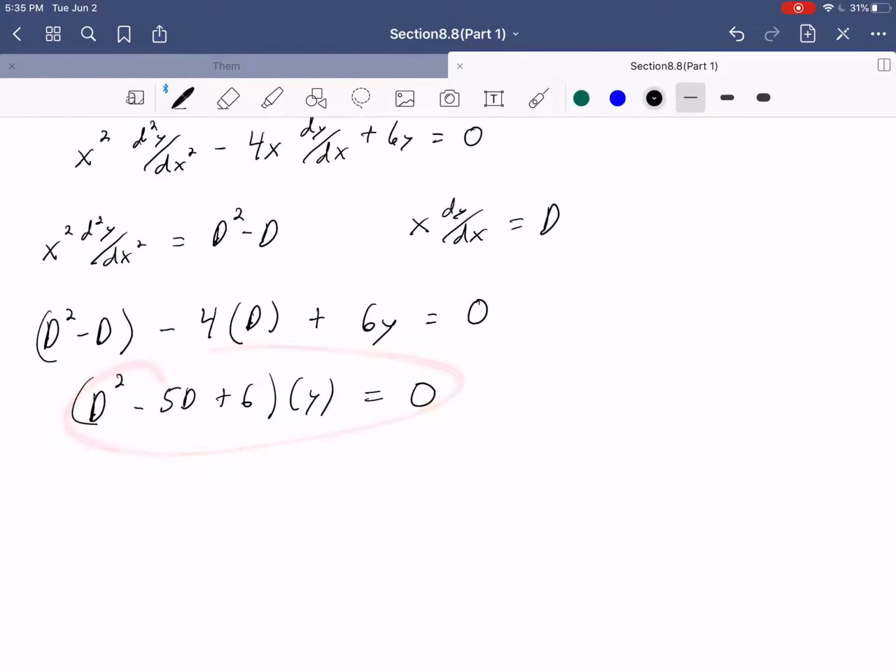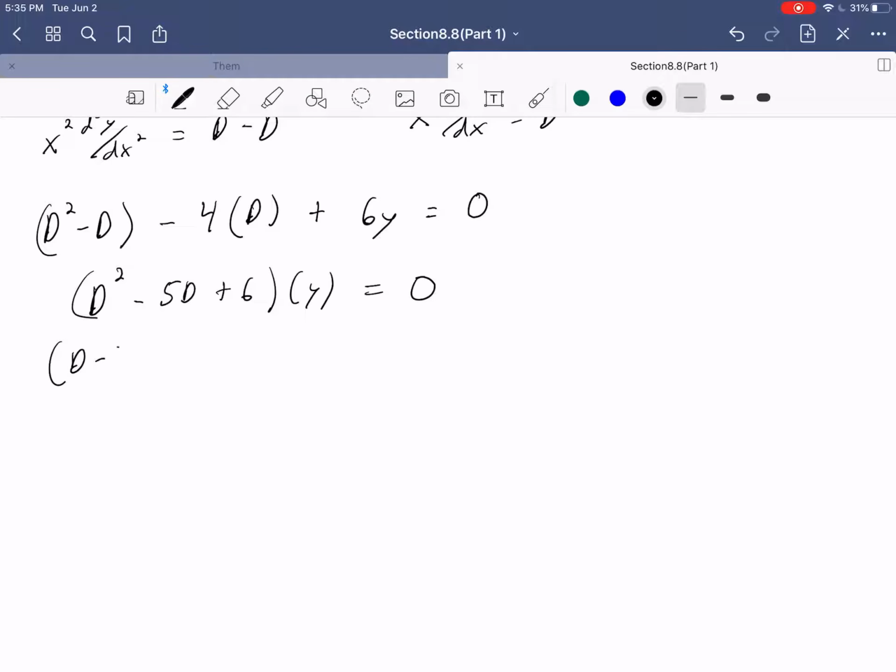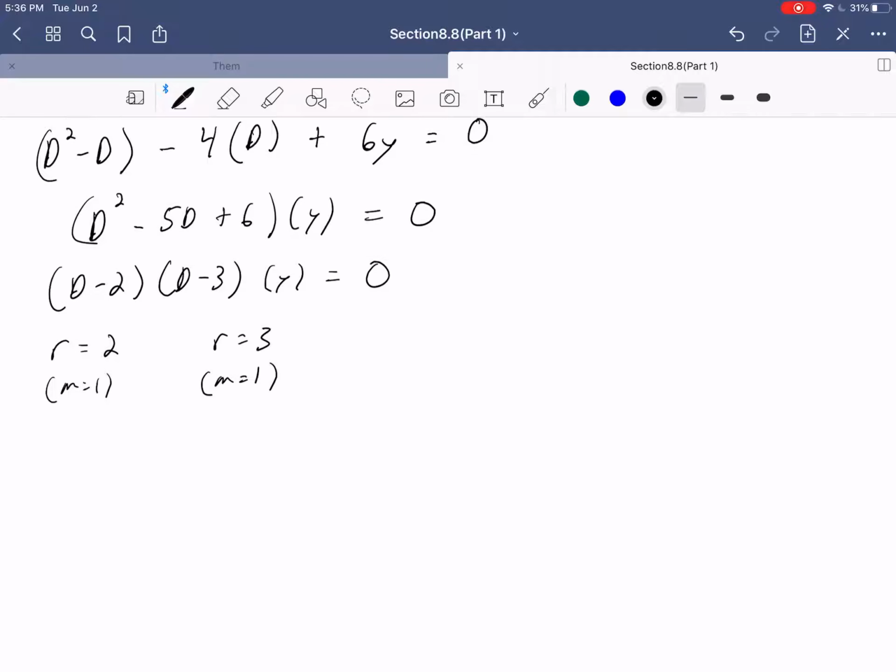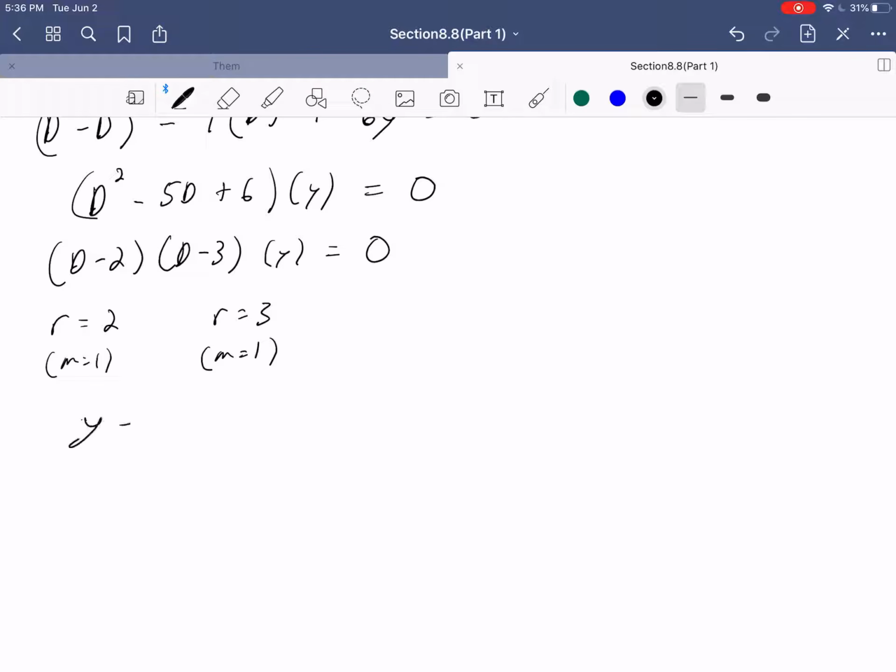Can we solve this? Well, it should be pretty easy to do so. We can factor that: D minus 2, D minus 3 of y equals 0. So the roots are r equals 2 and r equals 3. This one has multiplicity 1, and this one has multiplicity 1. So what do the solutions look like here? Well, we'd get y equals c1 e to the, since this is a root of 2, we would normally get 2x. But of course, x is not our independent variable here. We'd get e to the 2z, and then plus c2 e to the 3z. So there are our solutions. It's just not in the correct original variable.